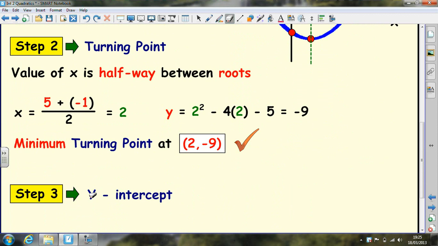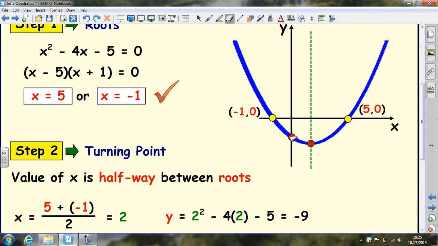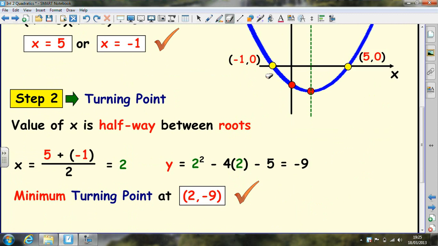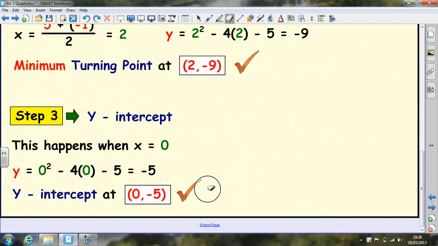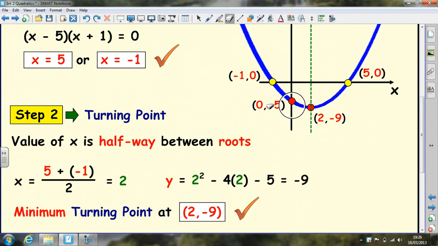The same technique is used to work out the y-intercept in the final step here. This time we know that the x value is 0. So we substitute the x value of 0 in to work out what the y value is. By doing the same thing, 0 squared, take away 4 times 0, take away 5, is equal to negative 5. So the y-intercept is 0, minus 5. On the graph, 2, minus 9 and 0, minus 5.